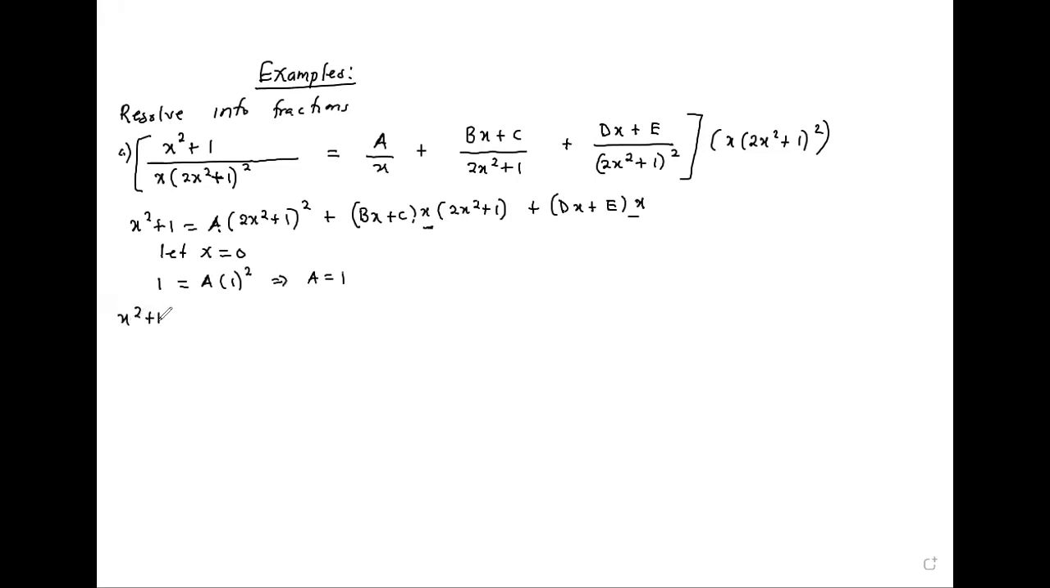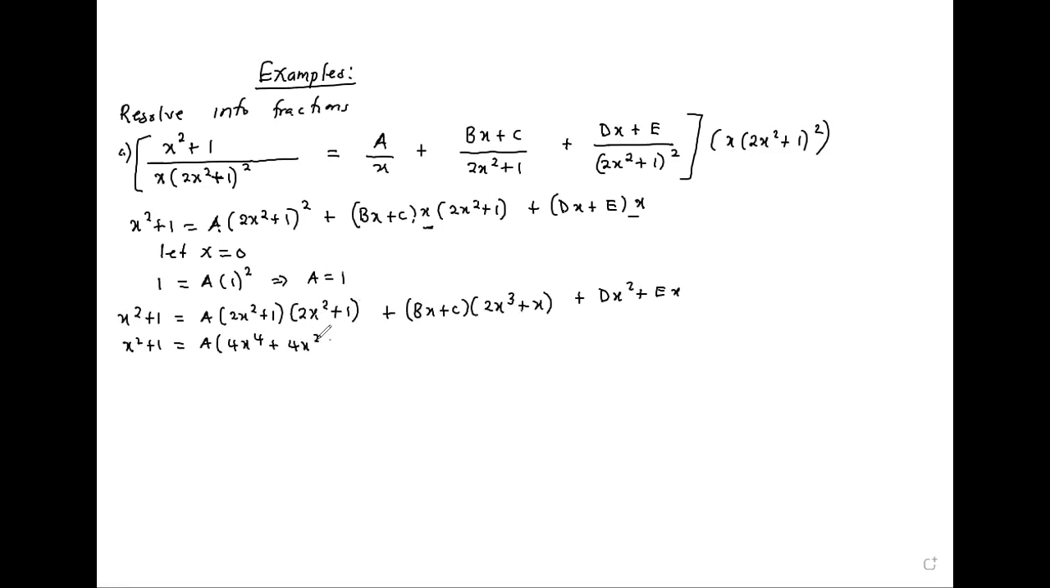So we'll say x squared plus 1 is equal to a(2x squared plus 1)(2x squared plus 1) plus (bx plus c)(2x squared plus 1)x plus (dx squared plus ex), giving us x squared plus 1 is equal to a(4x^4 plus 4x squared plus 1) plus (2bx^4 plus bx squared plus 2cx^3 plus cx) plus (dx squared plus ex).